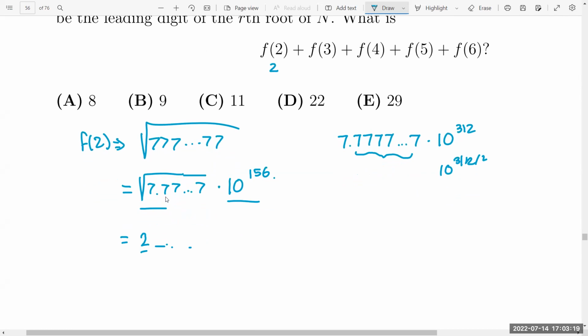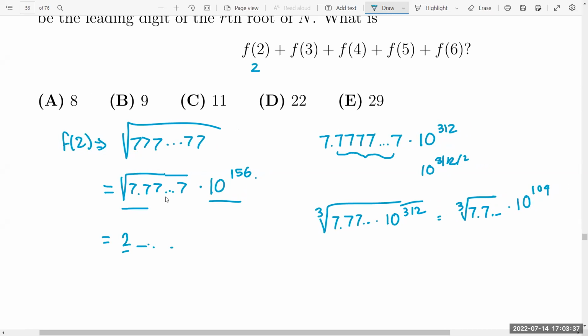Let's keep going. If we take the cube root of 7.77 and so on, times 10 to the 312, we get the cube root of 7.7 and so on, times 10 to the 104, because 312 is divisible by 3. At this point, we need a cube root of something. 2 cubed is 8, so it's actually too big for this. It's going to start with 1, just 1 point something times 10 to the 104, which means f of 3 is 1.